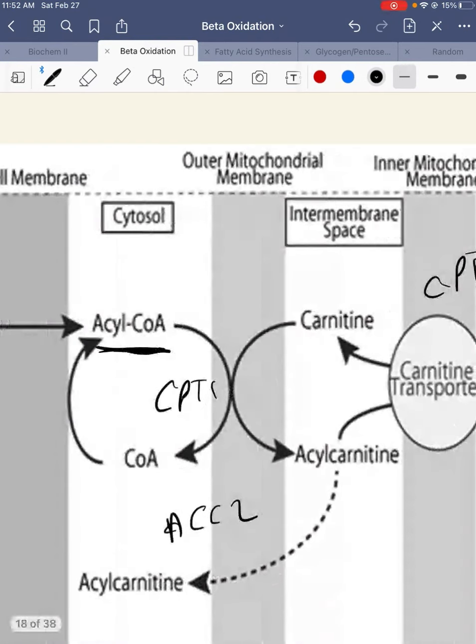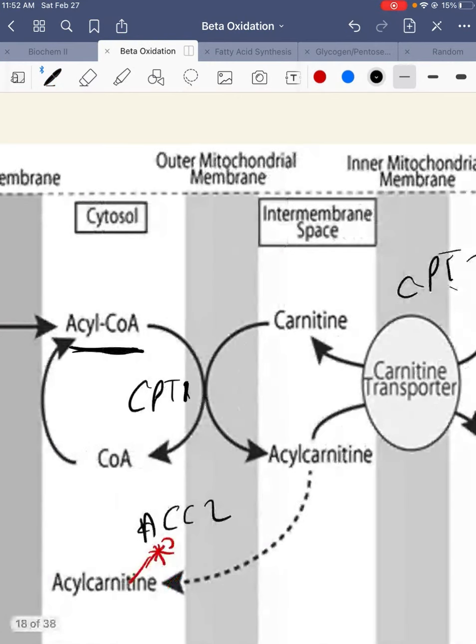So if we're in a low energy state, we'll want to run beta oxidation. In a low energy state, this enzyme will be inhibited, so we don't have to worry about that for now. So low energy, ACC2 is inhibited, so CPT1 is running. CPT1 takes acyl-CoA from the cytosol and carnitine from the intermembrane space, and it switches. It gives the acyl to the carnitine, and then the CoA is left in the cytosol.